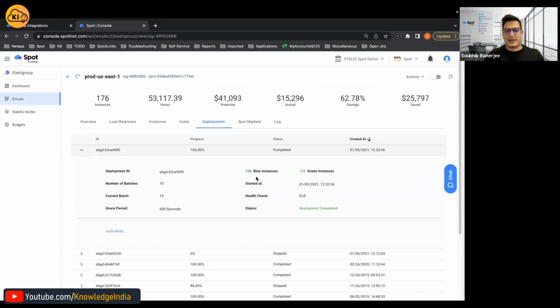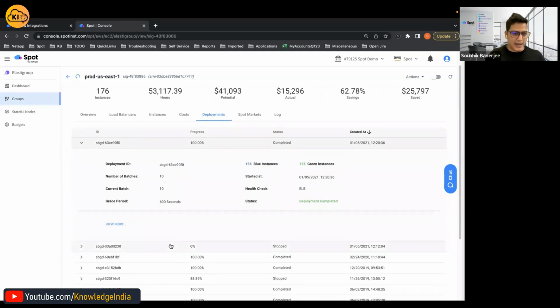You can also do blue-green deployments from Elastigroup, and you can see the number of such instances. You also get the number of batches, current batch, grace period, health checks, all this granular information, from the deployments tab.